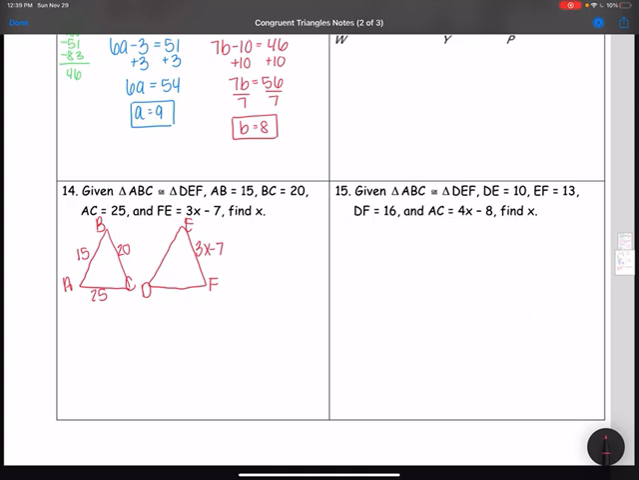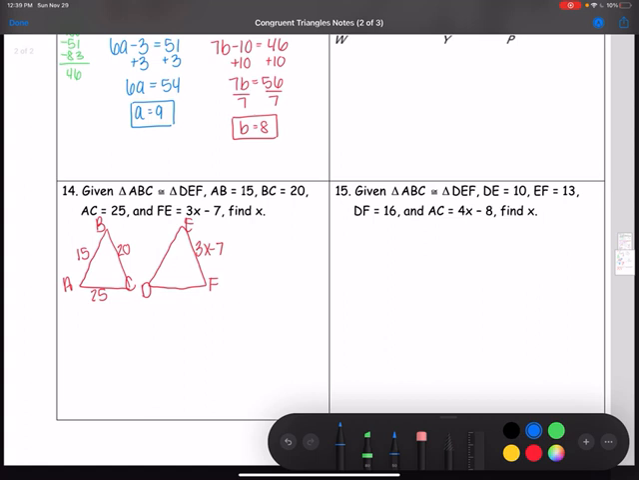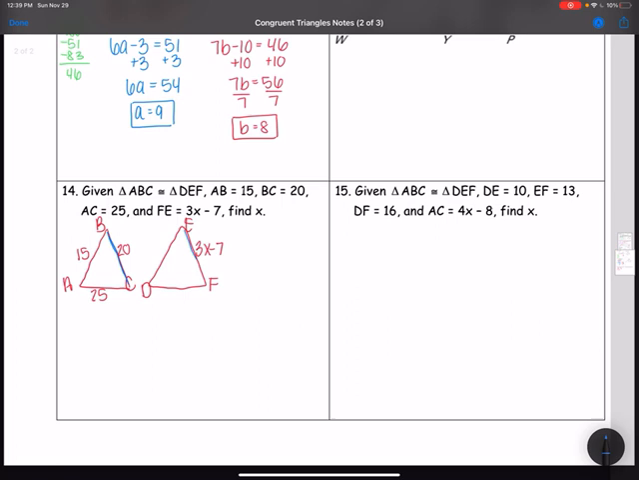Find x. Well, looking at our congruence statement and our picture, we can see that BC is congruent to FE, right? BC is the second 2, EF is the second 2, and they're drawn in the same orientation in our triangles. So to find x, I simply have to set 3x minus 7 equal to 20 and solve. So add 7 to both sides. 3x is equal to 27, and divide by 3, we get x is equal to 9. So if you don't have a picture, don't hesitate to draw one to help you out.